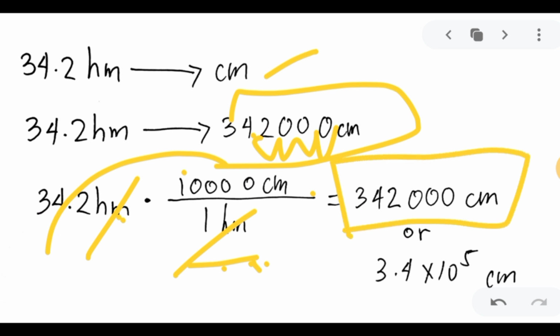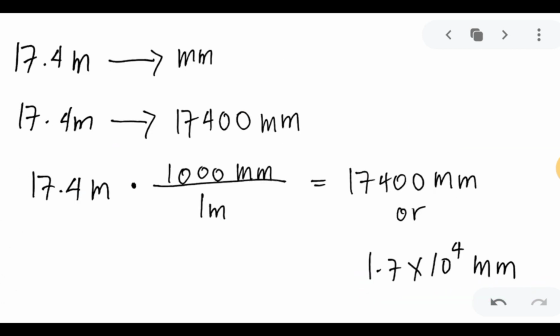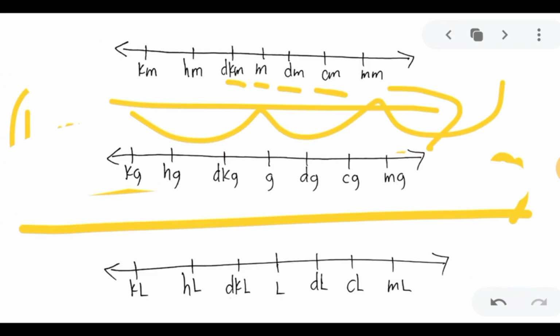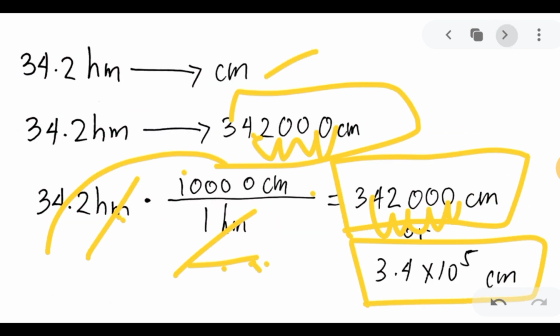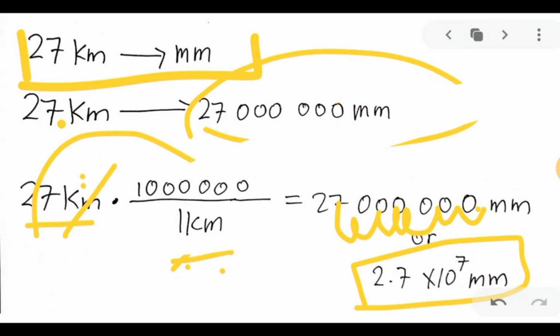Or express mo into simplest form, that is 1, 2, 3, 4, and 5. So your answer will be 3.4 times 10 raised to 5 centimeter. Another example is convert 17.4 meter into millimeter. So, ang placement niya sa ating metric line, again, meter to millimeter rather.